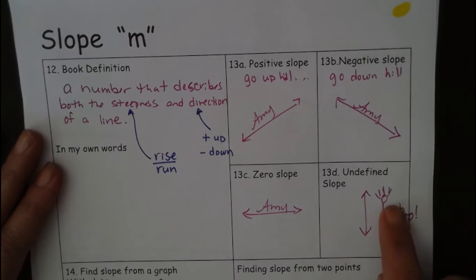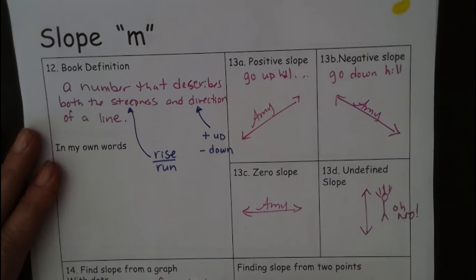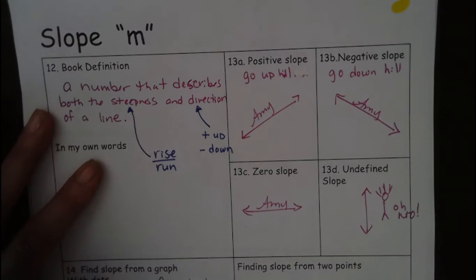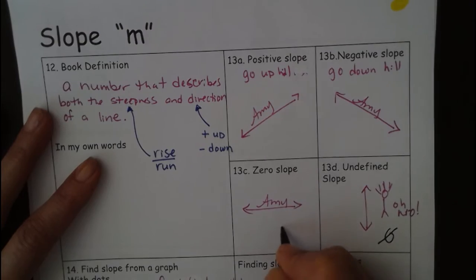And then this right here is Amy not doing what she should be doing. She's fallen off of a cliff. So this is undefined slope. Undefined is a zero with a line through it, where this is just zero.